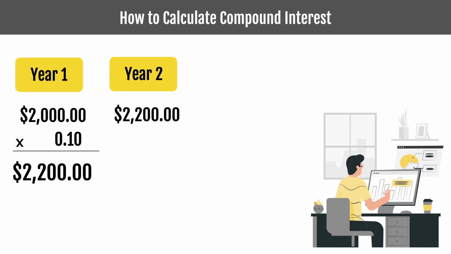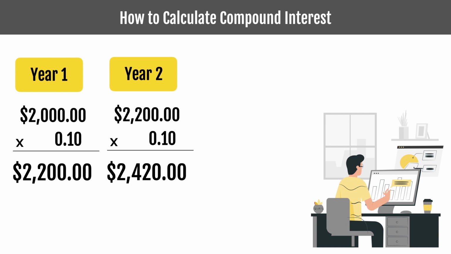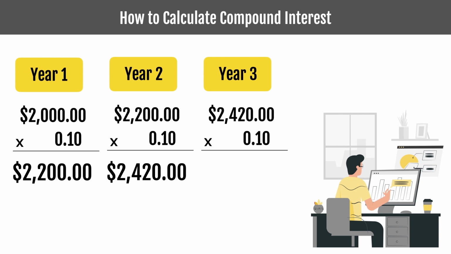So now we have year two. So you take that $2,200 and you multiply it by 10%, which is 0.10. And in year two, that's how we came up with $2,420. And our final example, year three, you take the $2,420 and you multiply it by 10%, the 0.10. And that is how we came up with the $2,662. So this is how you can calculate compound interest on your own to see how much money you can save over a set amount of time with a set interest rate.